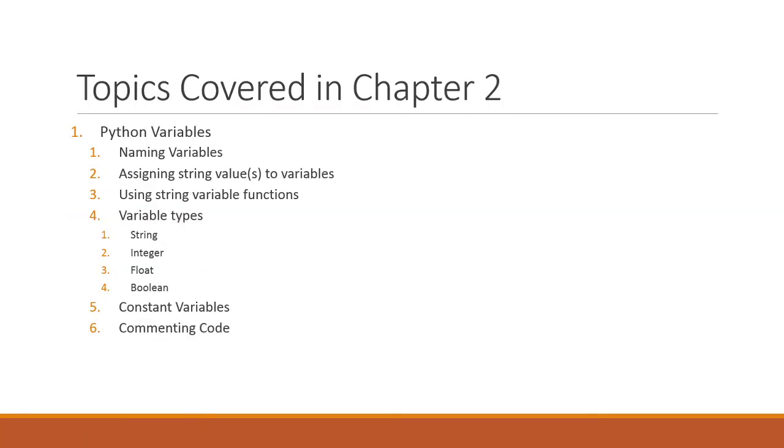The first thing we're going to talk about, the topics covered in Chapter 2, are basically Python variables, naming them, assigning string values to them, using string variable functions. We're going to talk about variable types: strings, integers, floats. I also added Boolean. It's not covered in the chapter, but I want to make sure that was available and you're aware of it. And we're going to talk about constant variables and commenting code.